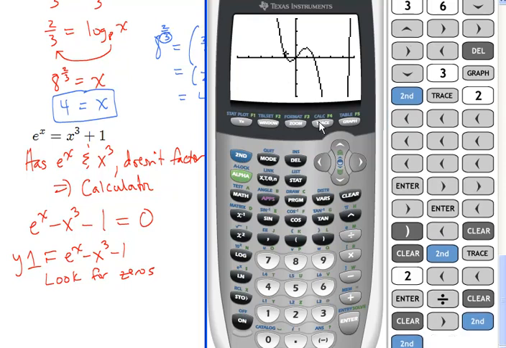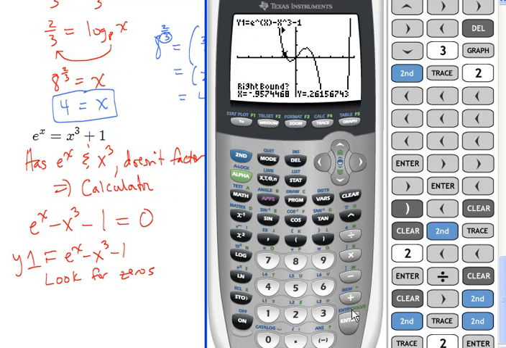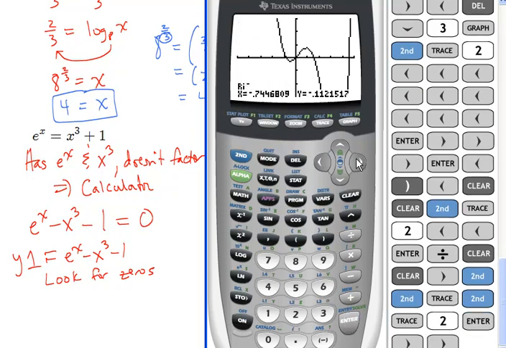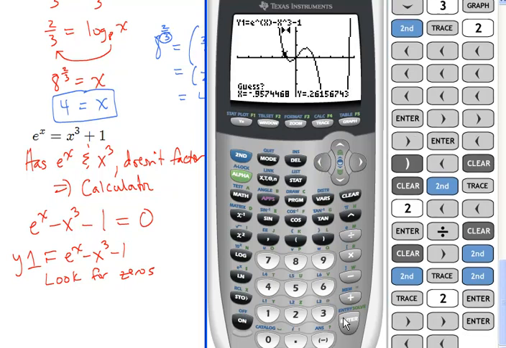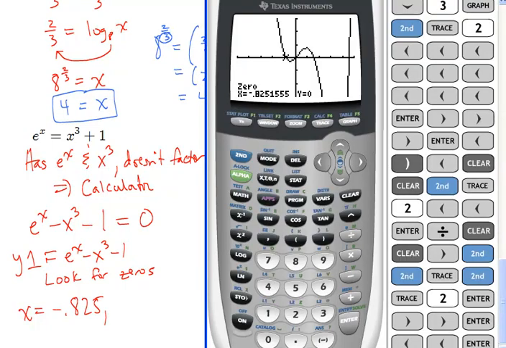Alright, third time's a charm, right? Let's try it again. Left bound. Right bound, guess. So -0.825 would be 1. So one solution is at approximately -0.825. Alright, let's try to find our other ones here.